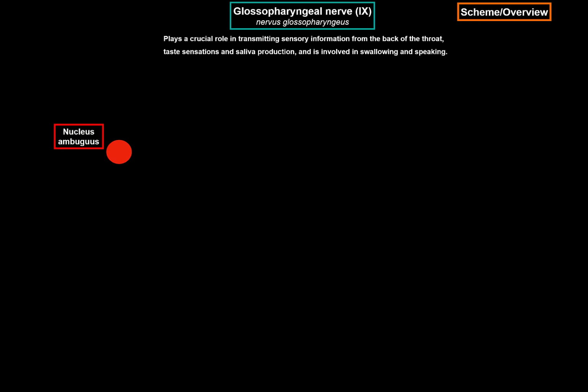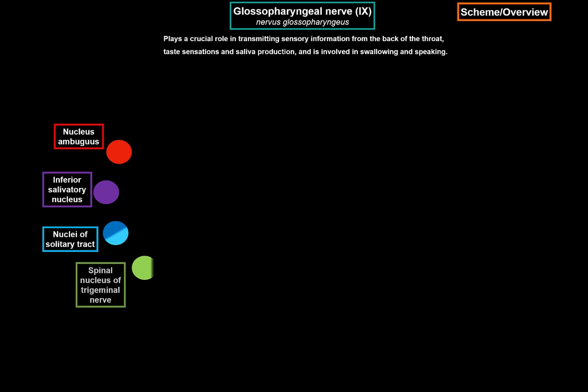This nerve has the nucleus ambiguus, the inferior salivatory nucleus, which is parasympathetic, and the nucleus of the solitary tract, which is functionally divided into the viscerosensory part and the gustatory part for taste. And we have the spinal nucleus of the trigeminal nerve, which is somatosensory. Nerves are going to go in and out through the medulla on the lateral aspect of the olive. So it has a motor component, parasympathetic component, and sensory components.